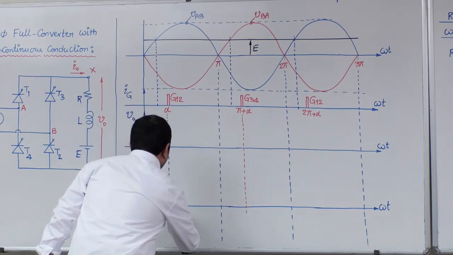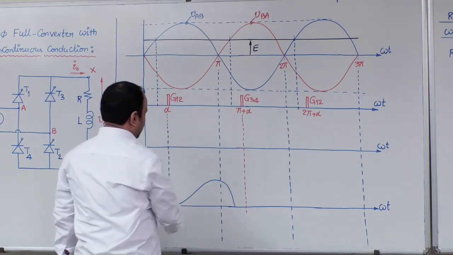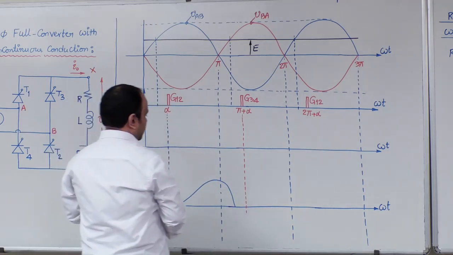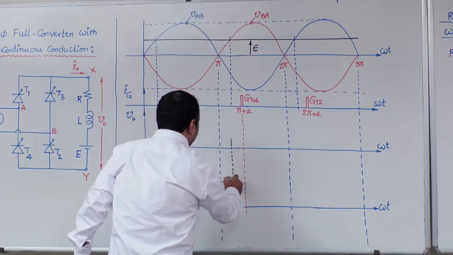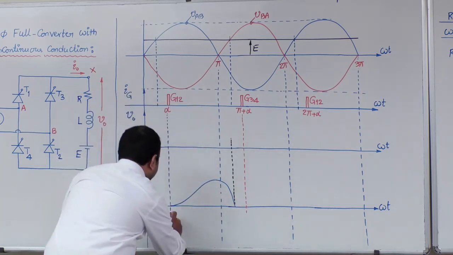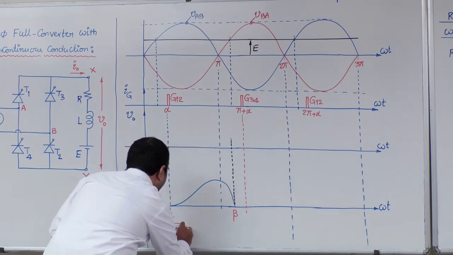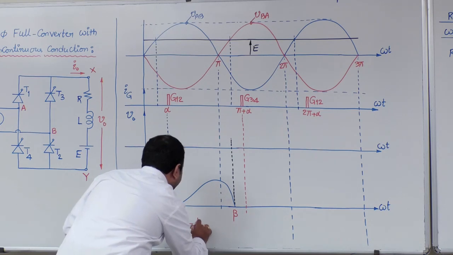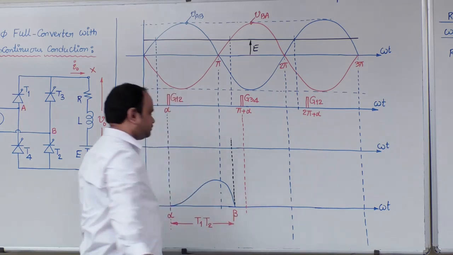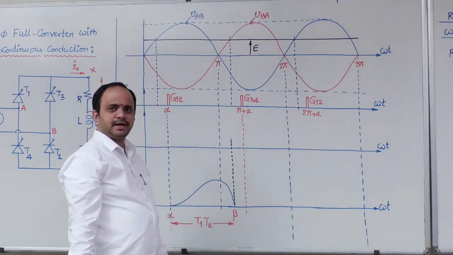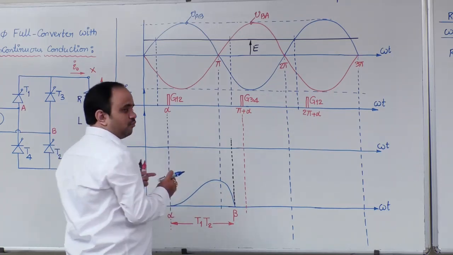Okay, so this particular I0 waveform will be from alpha to beta. Okay, alpha to beta here. So from alpha to beta, this is alpha and this is beta, right? Now alpha to beta, what are the conducting devices? T1 and T2 are in conduction. So when T1 and T2 are in conduction, what is the output voltage?